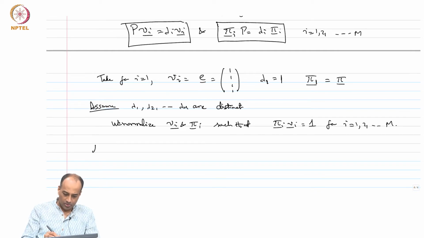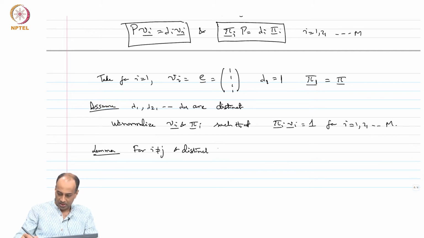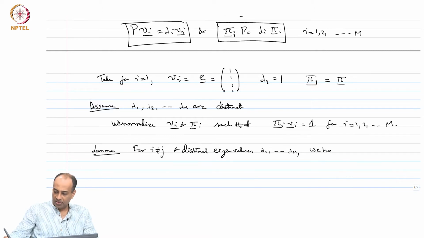Now, here is an interesting lemma. Say for I not equal to j and distinct eigenvalues lambda 1 to lambda m, we have pi j nu I is equal to 0. Okay. So, if you take the dot product between these left eigenvectors and right eigenvectors for unequal indices, you get 0.